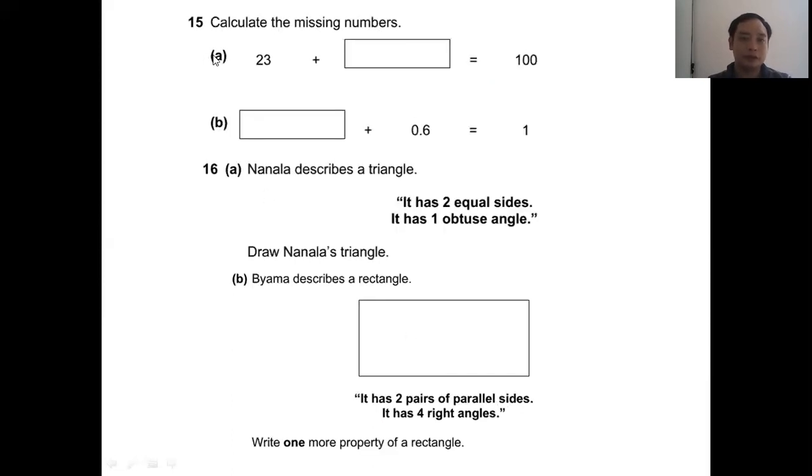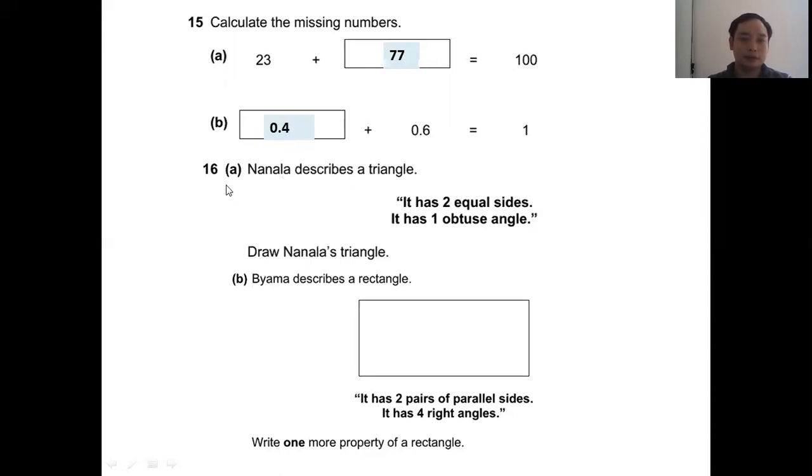Question 15. Calculate the missing numbers. A. 23 plus blank equals 100. B. Blank plus 0.6 equals 1. So for A, you can just take 100 minus 23. So the answer is 77. For B, you can just take 1 minus 0.6. The answer is 0.4.